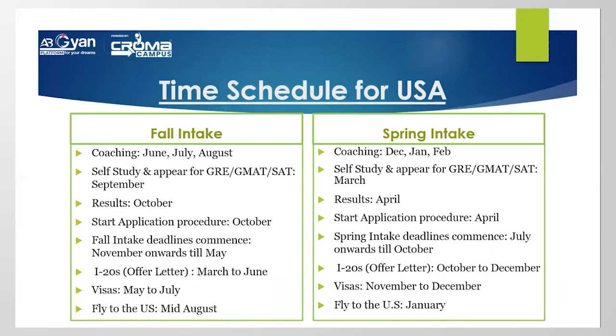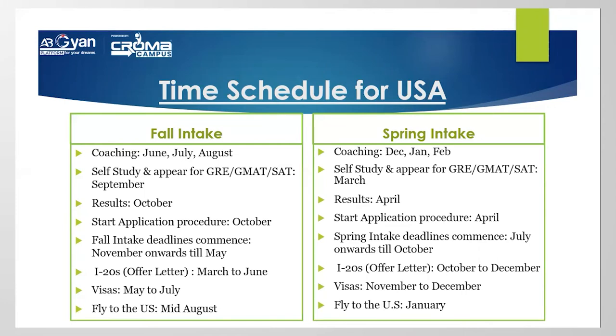So now let's move to the next slide. Now we are going to talk about the time schedule of the USA. In the USA, there are 2 major terms. First is the fall intake, second is the spring intake. Fall intake is where the program starts in August or mid-September, and spring intake is where the program starts in mid-January or the first week of February. If you are planning for next year, which is fall 23, and you have not started preparing for your standardized exams, you can start preparing for them, and you can give those exams, and within a month you can get the results.